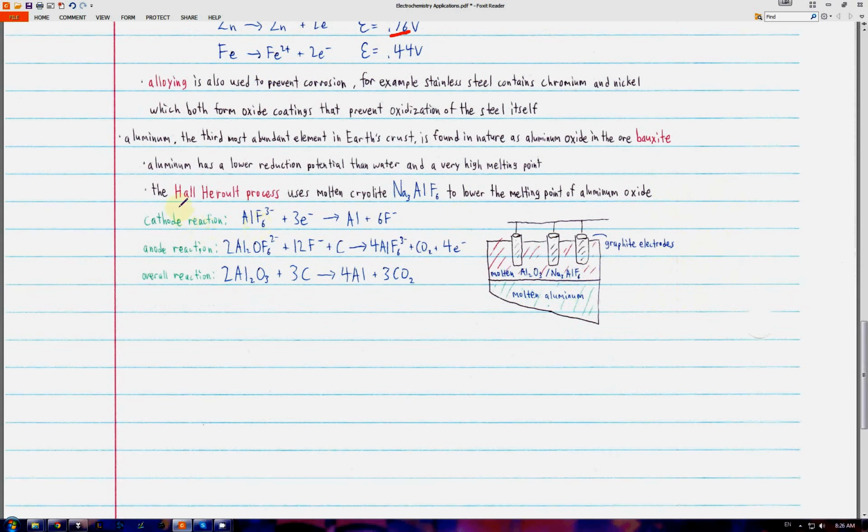So the process that we use to extract pure aluminum from bauxite, we use this compound called cryolite, and when this cryolite is mixed with the aluminum oxide, it drastically reduces the melting point. So then we can more easily get the solid aluminum through reduction.